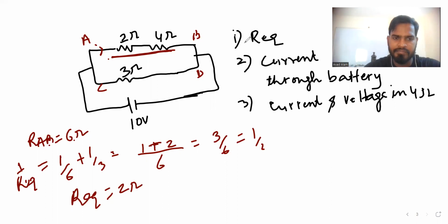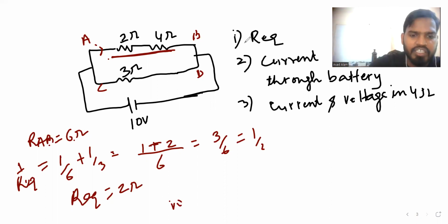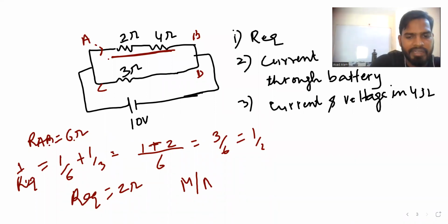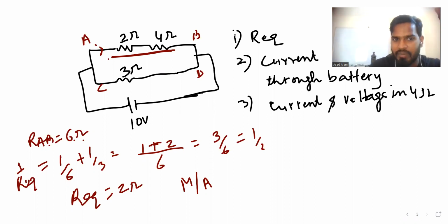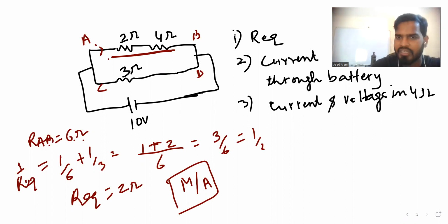Another way we can say here, whenever two resistors are in parallel, then you apply what? Multiplication by addition. See, 6 threes are 18, right? So 18 by addition, 6 plus 3, so 9. So 18 by 9 is what? 2. That way also you can do. So whenever two resistors are in parallel, M by A, multiplication by addition.